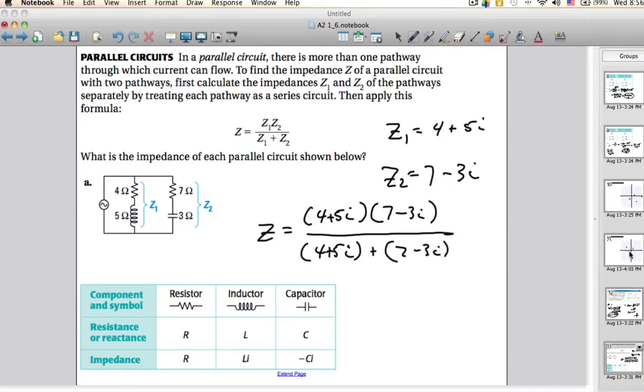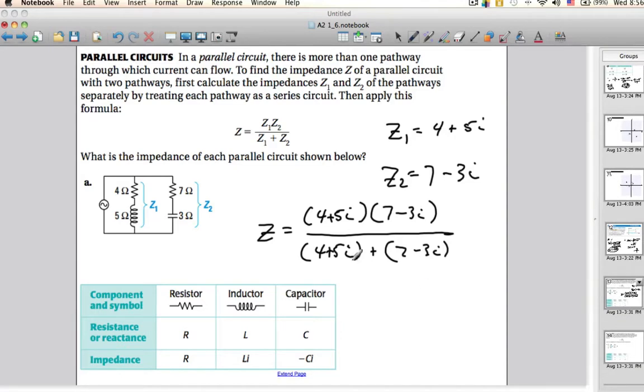Okay, and as we go through simplifying this, I'm probably going to have to extend the page a little bit. When I multiply these out, I'll get 28 minus 12i plus 35i minus 15i squared in the numerator. And in the denominator, I'll have 4 plus 7, which is 11, and I'll have 5 plus negative 3, which is minus 2i.